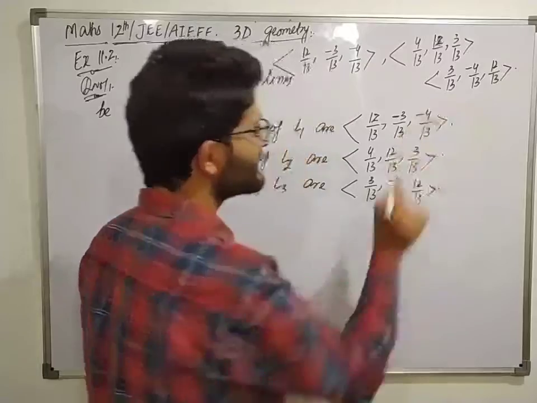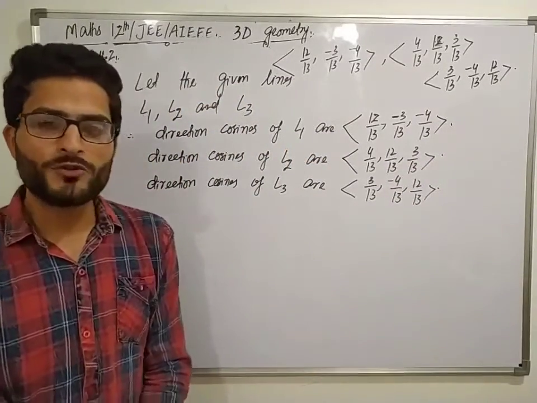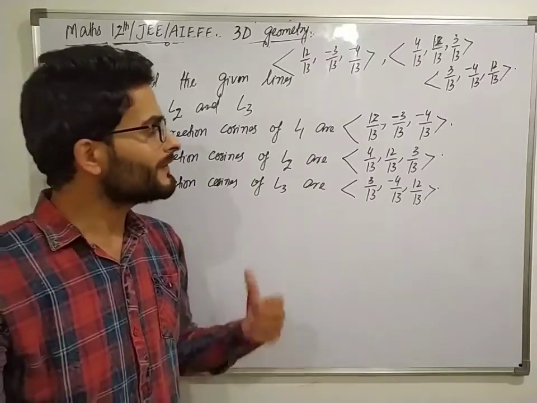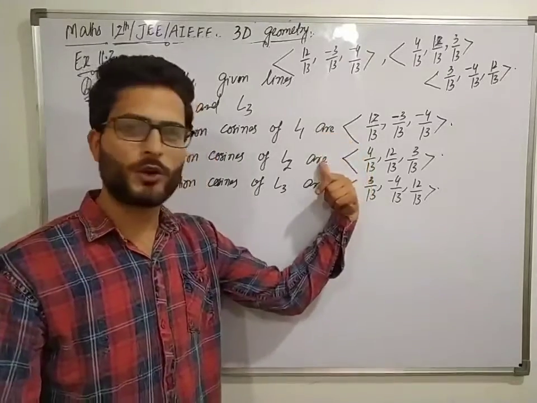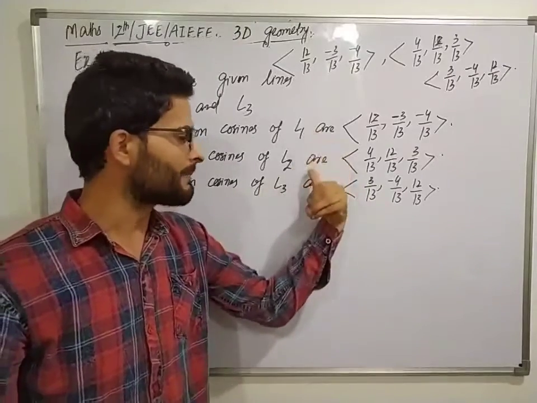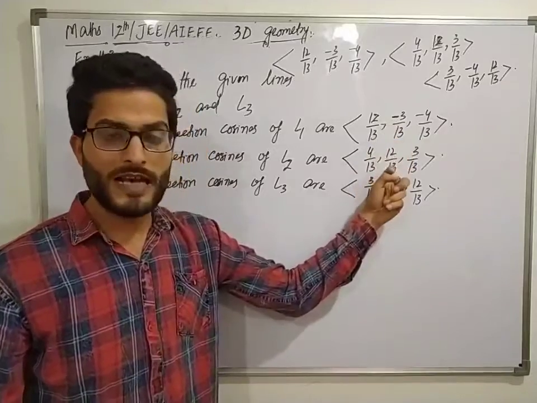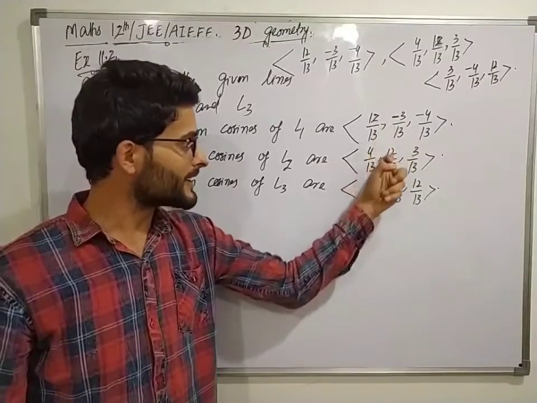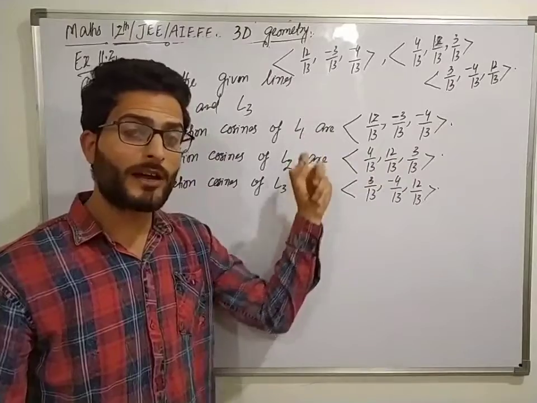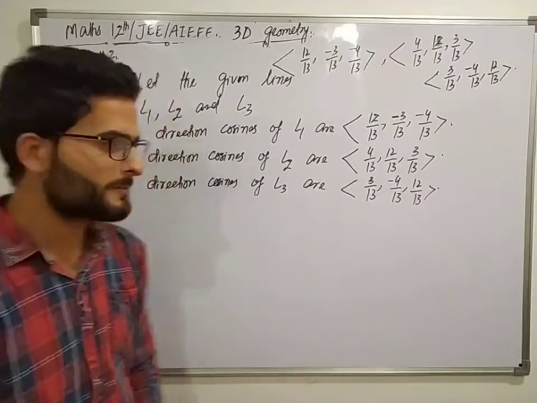They are the given direction cosines of 3 lines. And we have to prove that all the 3 lines are mutually perpendicular. So first we will try to show L1 is perpendicular to L2. So how will we prove that L1 is perpendicular to L2? We will take the sum of products of direction cosines. If the sum of products of direction cosines of L1 and L2 comes out equal to 0, then obviously they must be perpendicular to each other.